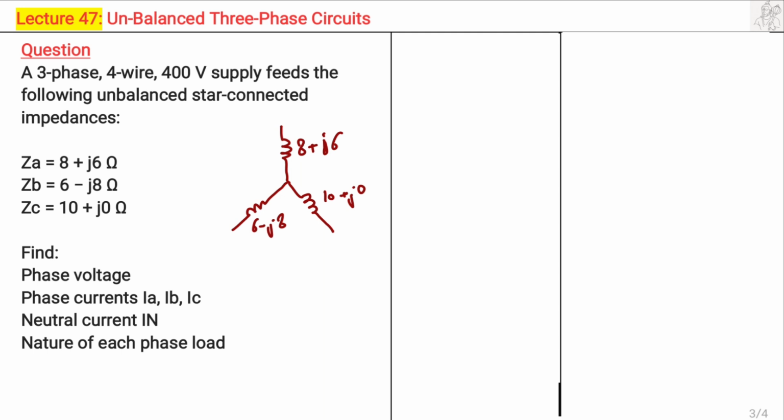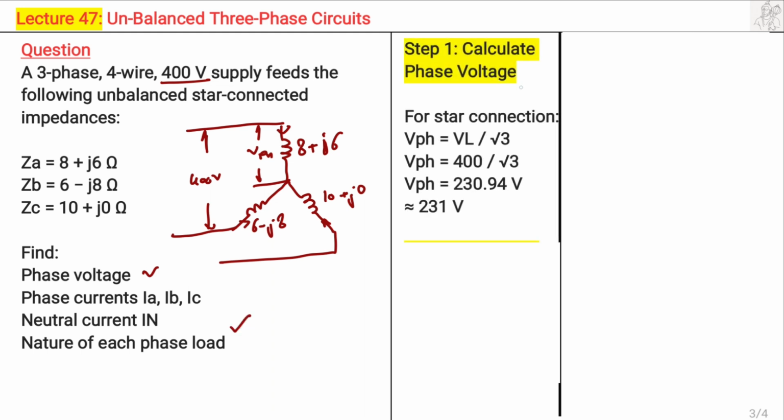So we are given that there is a 400 volt supply. That means that line to line voltage, that is the voltage between two lines, is 400 volts, and we need to find out phase voltage, that is line to neutral voltage. We need to find out phase currents. So phase currents are the currents flowing through each phase, and we need to find out the nature of each phase load.